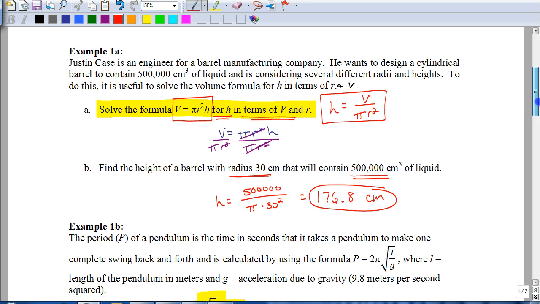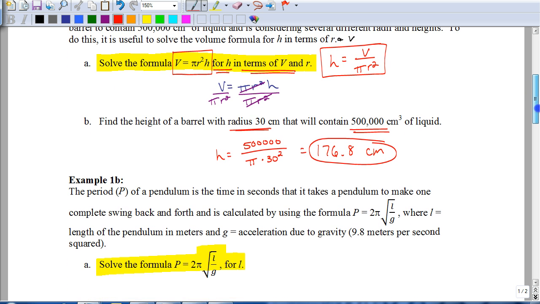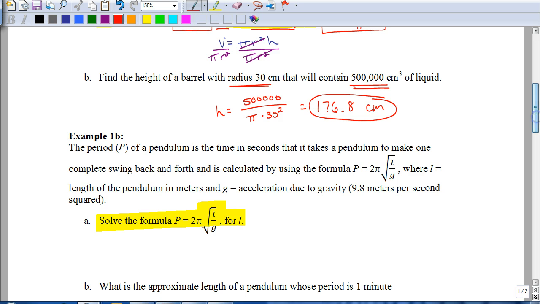Okay. Now that one wasn't so bad as far as getting the variable by itself. This one, they ask us to solve this formula, P equals 2 pi times the square root of L divided by G. They ask us to solve for L for this one. But if you notice, my L is trapped underneath the radical. We can't do anything with this L yet, because of that radical sign.